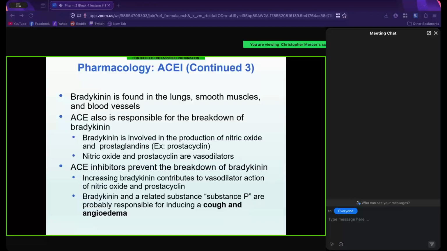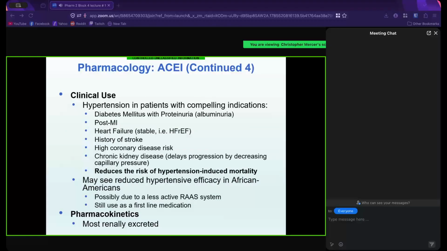However, with the increased bradykinin, that's where we start to get a dry cough and angioedema, which are the two big side effects for ACE inhibitors, directly due to the fact that ACE can no longer break down bradykinin, and the bradykinin elevates with our ACE inhibitor on board. We got some pictures coming up showing you that. And we'll just finish this slide and then we'll be done.